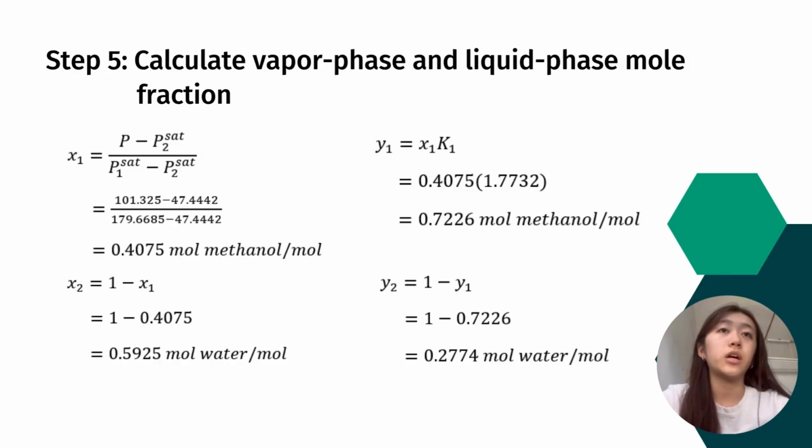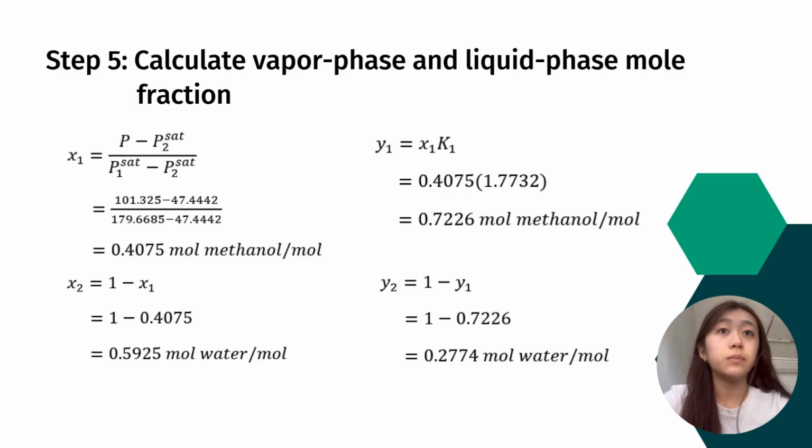Following up with step 5, which is to calculate the vapor phase and liquid phase mole fractions. Firstly, we need to calculate x1, which is the liquid phase mole fraction for methanol, by using the formula P minus P2 sat over P1 sat minus P2 sat. The x1 we got is 0.4075 mole methanol per mole.